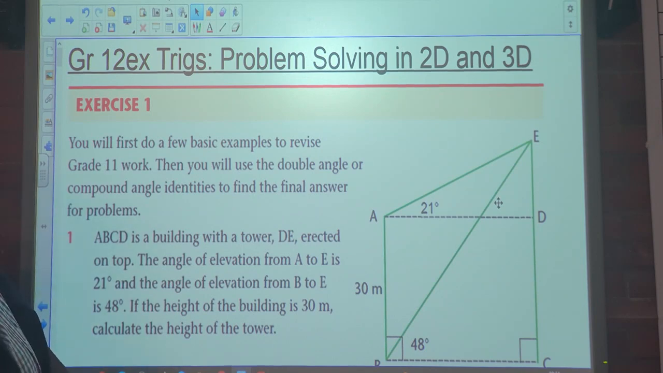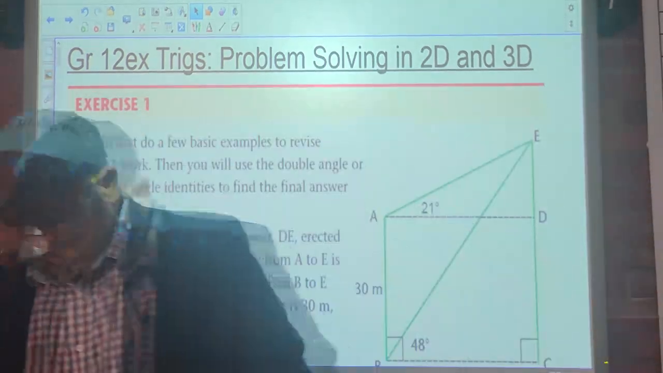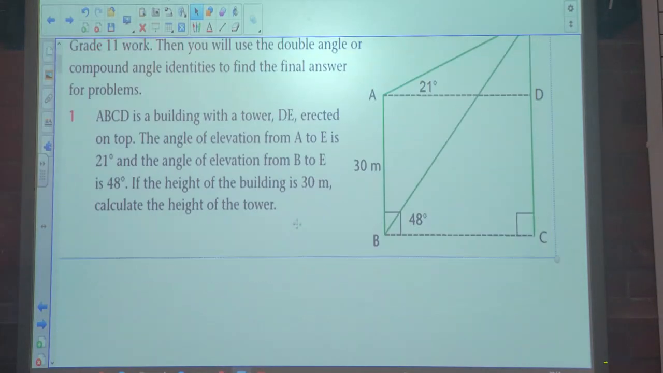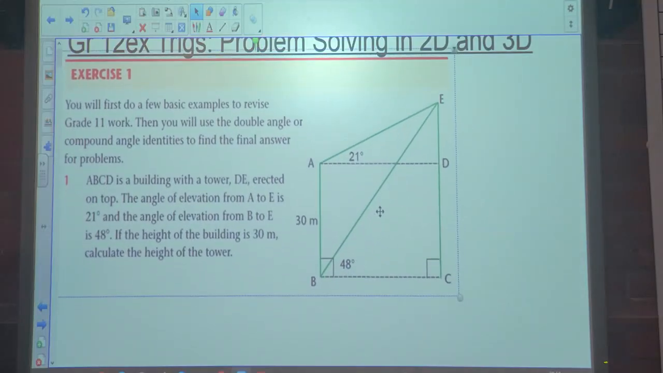So we're looking at exercise 1. Exercise 1 is on page 121, and we're doing problem solving in 2D and 3D. As we know, there's normally an issue, so what I'm going to do is I'm going to do each and every sum in these exercises.